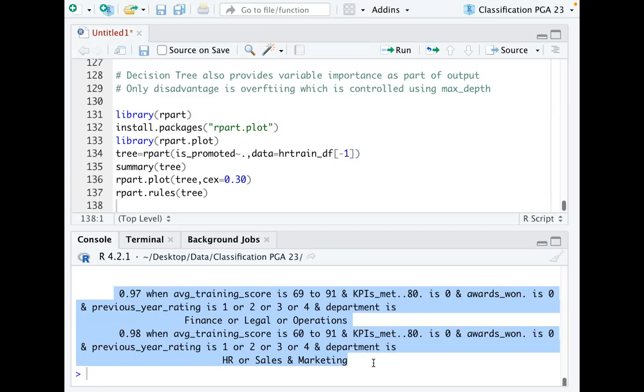Here we have finance, legal, and operations. Here we have HR, sales, and marketing. So if a person is to be promoted in finance and legal, they will follow this. His average training score should be 60 to 91. KPIs is the thing, award is also, but his previous rating 1, 2, 3, or 4. So that's how it will go.